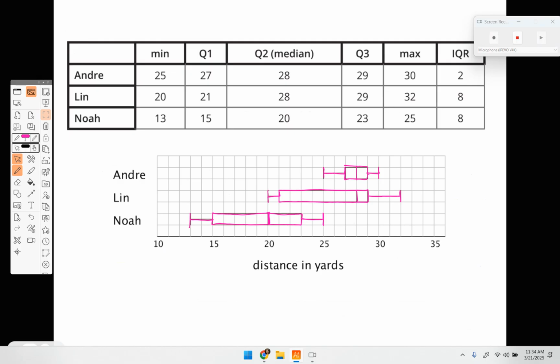Okay, we're going to go ahead and put a cap on your marker, but bring your box plots here to compare. We didn't finish. It's okay, bring what you got.